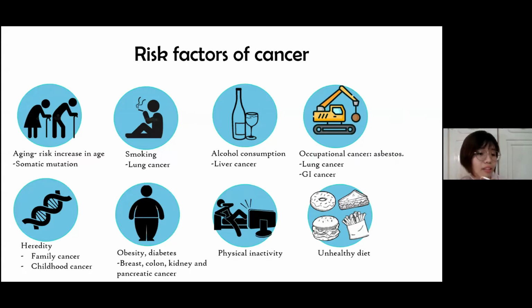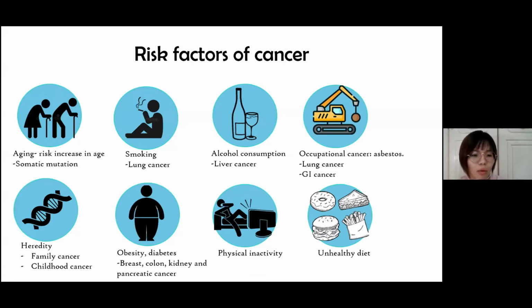But in old age, genome maintenance is going to decline. So older people tend to have cancer, because it's very difficult for them to find the cancer cell, the mutated cell.